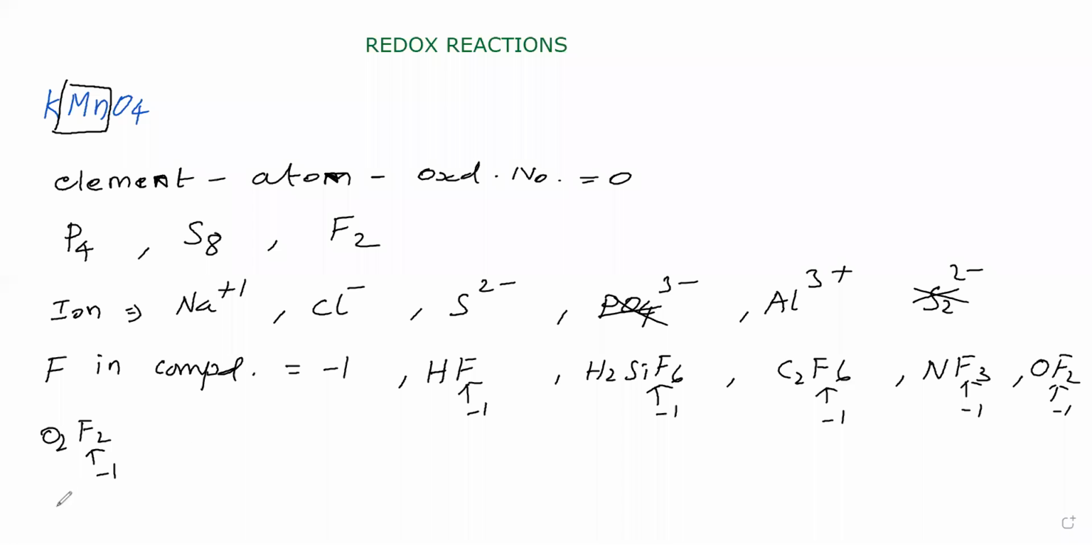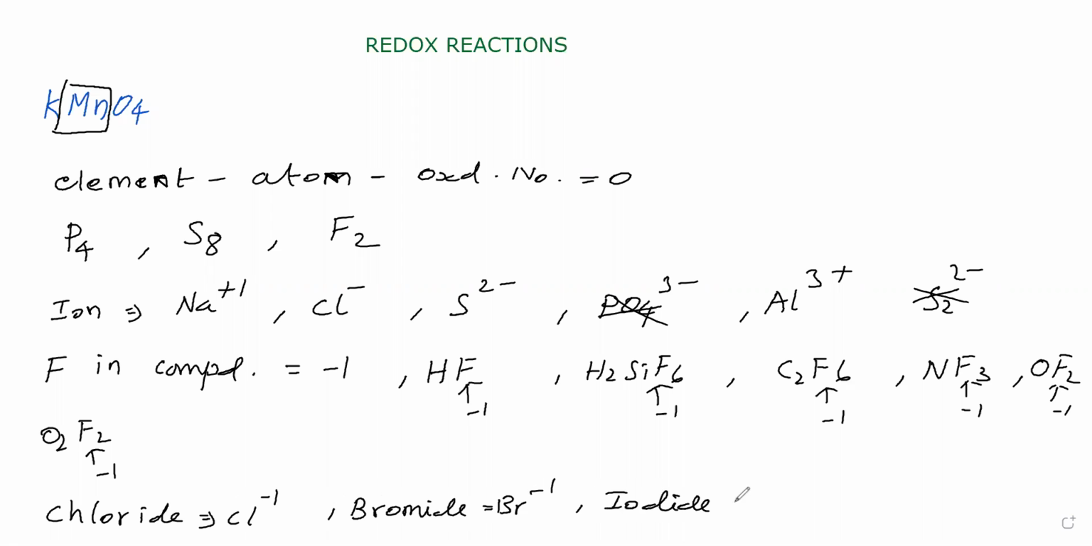If chloride is given, then you say Cl has -1 oxidation number. If bromide is there, then bromine oxidation number is -1. Iodide means iodine oxidation number is -1. Bromide means bromine oxidation number is -1. Chloride means Cl oxidation number is -1. Sulfide means sulfur oxidation number is -2.